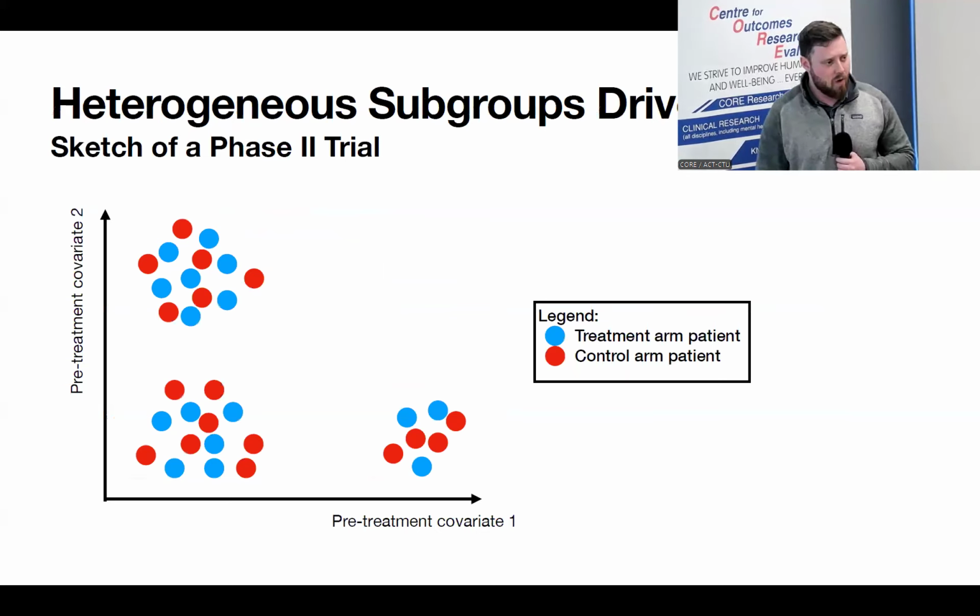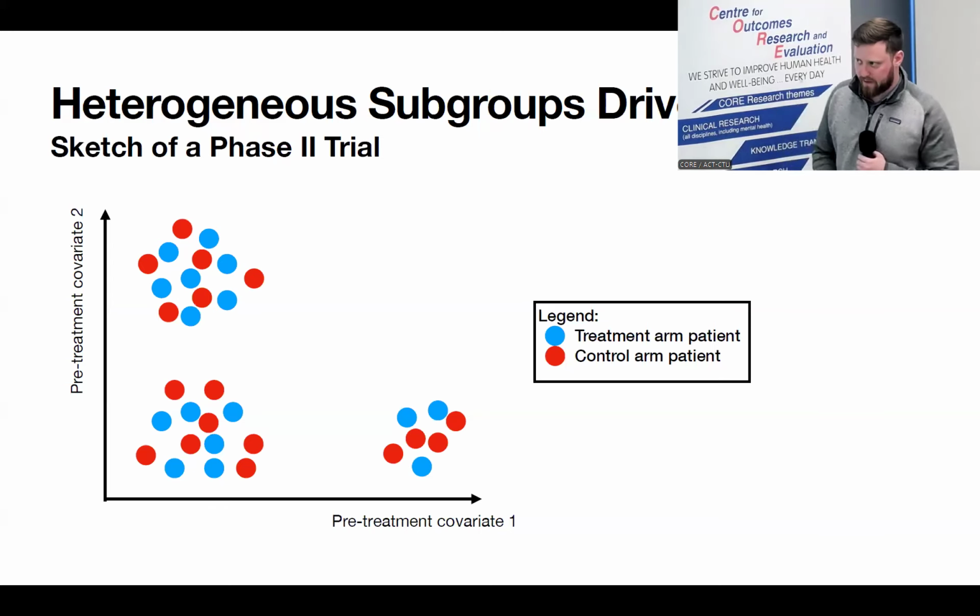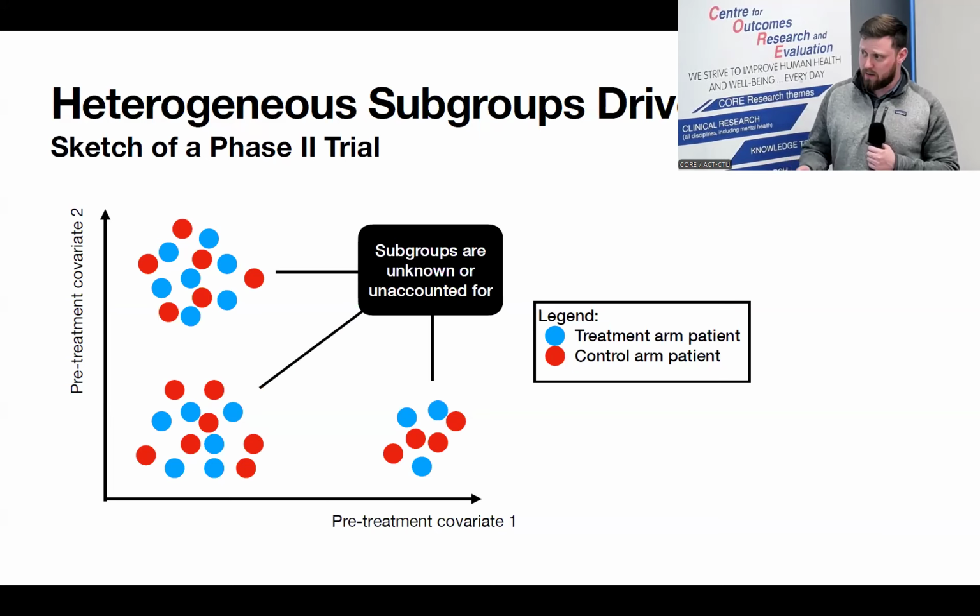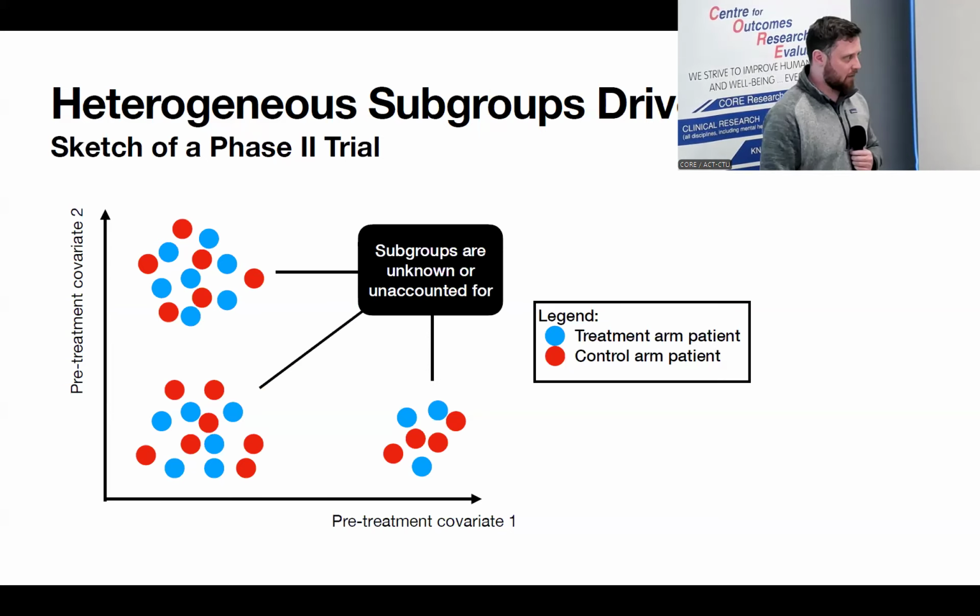And so there's many reasons why this pipeline might break down in phase 3 trials. One of the reasons that we think is, or one of the culprits we believe, is the presence of heterogeneous subgroups. All right. So I have here a rough sketch of a phase 2 trial, a 2-arm design, a treatment arm and a control arm, and patients are randomized to these 2 arms. Now, in the data, we see that there are 3 subgroups that are unknown or unaccounted for, either because these pretreatment covariates are not measured or they just weren't used in randomization.